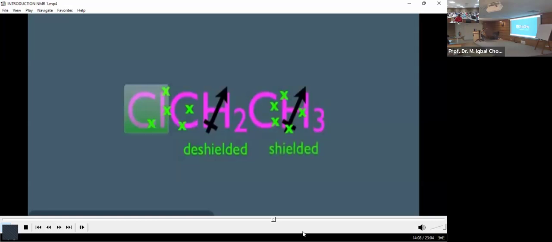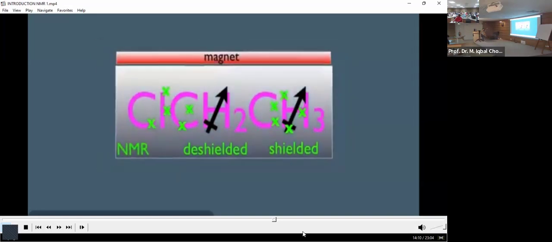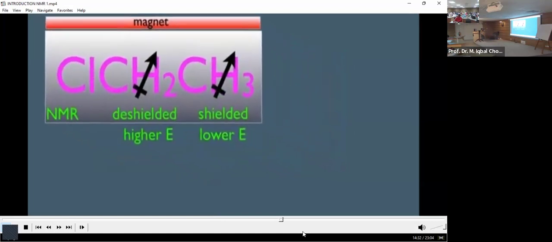So let's do this. Let's pretend we take our molecule and stick it in the NMR machine. What we saw, remember, is that if you are a hydrogen that is more shielded, it takes lower energy to bring you into resonance. And again, if you're a more de-shielded H atom, then it takes a higher amount of energy to bring you into resonance.